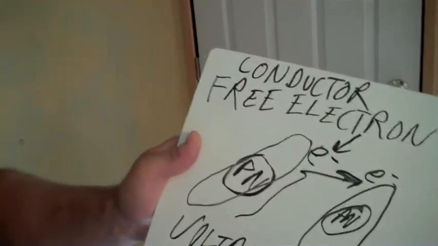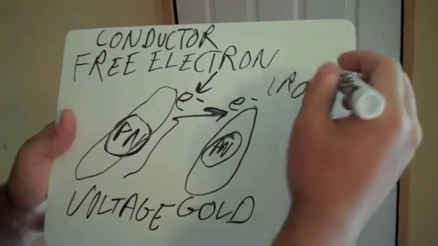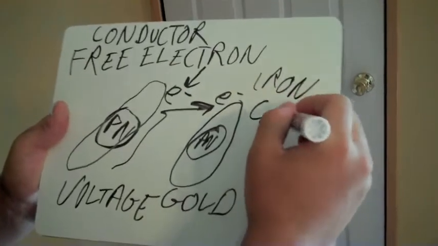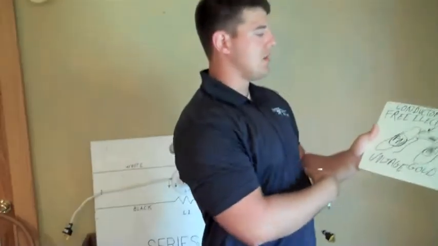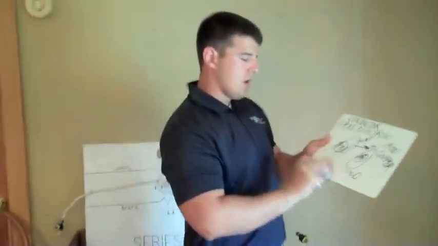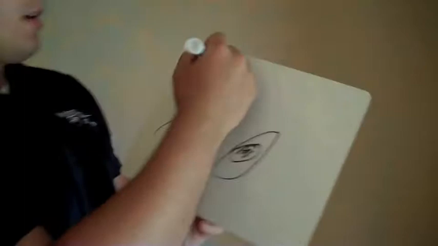So now we have gold, and let me write a few more on here. Gold, iron, copper, which is very commonly used. And those are just a few that we have. Now I'm going to erase this, and I'm going to show you what an insulator is going to look like. Okay, so we still have our atoms in this picture, and what we're going to do is talk about an insulator.